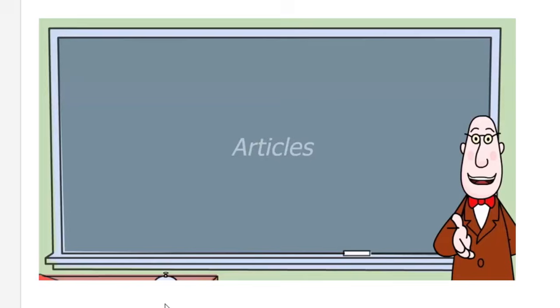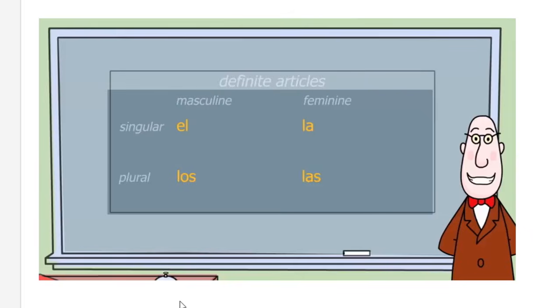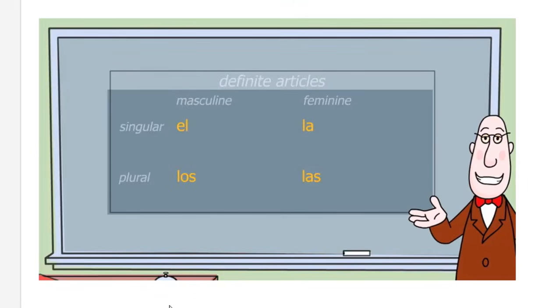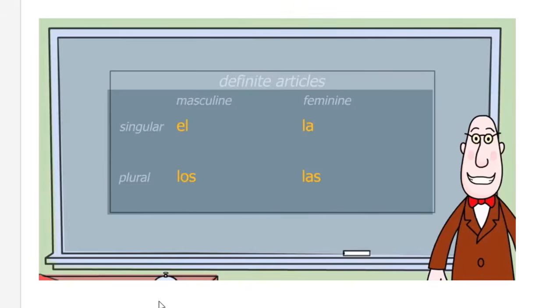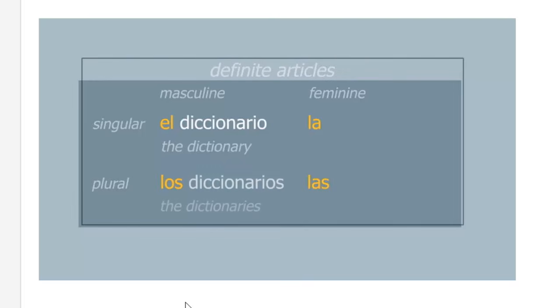You already know the English definite article the and the indefinite articles a and an. Spanish also has definite and indefinite articles. They vary in form because they agree in gender and number with the nouns they modify. The four Spanish definite articles, which are equivalent to the English definite article the, are el, la, los, and las. Use definite articles to refer to specific nouns. El diccionario. Los diccionarios. La computadora.